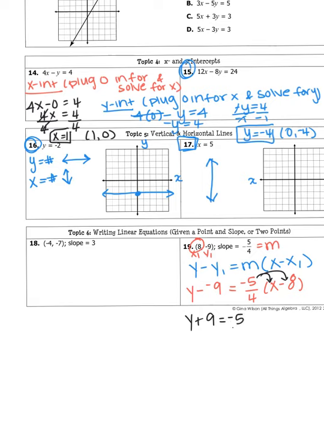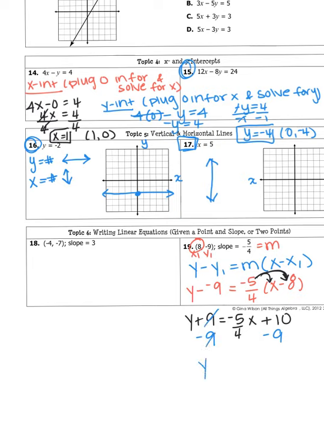So -5/4 times x is just -5/4 x. Then I have to do -5/4 times -8. And that's actually going to give me a +10. So my last step would be to get this y by itself. I'd have to subtract 9 and put it on the other side.